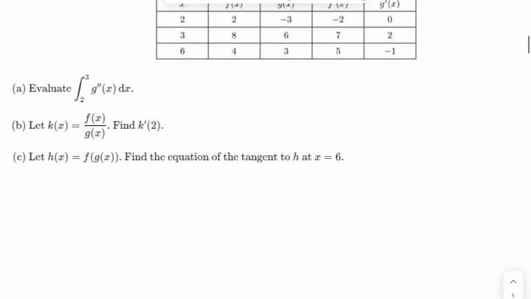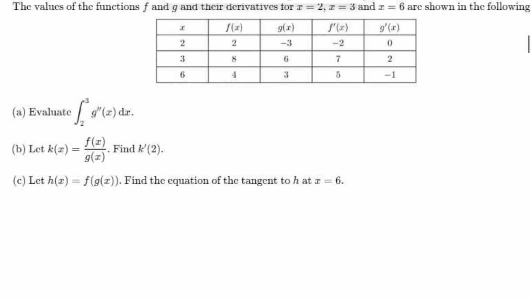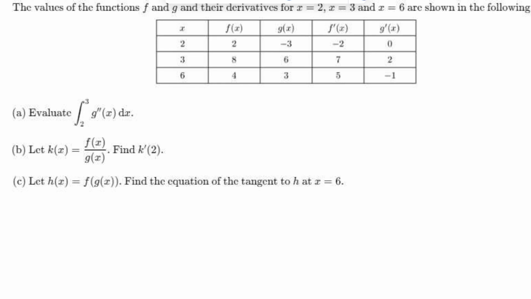Next, part A, g double prime of x. The integral of g double prime of x becomes g prime of x. The second derivative becomes the first derivative. So g prime of 3 minus g prime of 2. What does that become now? G prime of 3 is 2 and g prime of 2 is 0. So 2 minus 0 is 2.